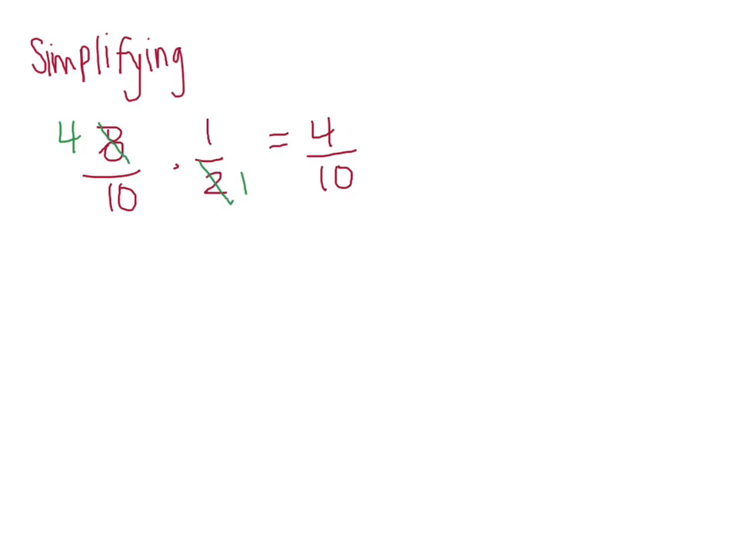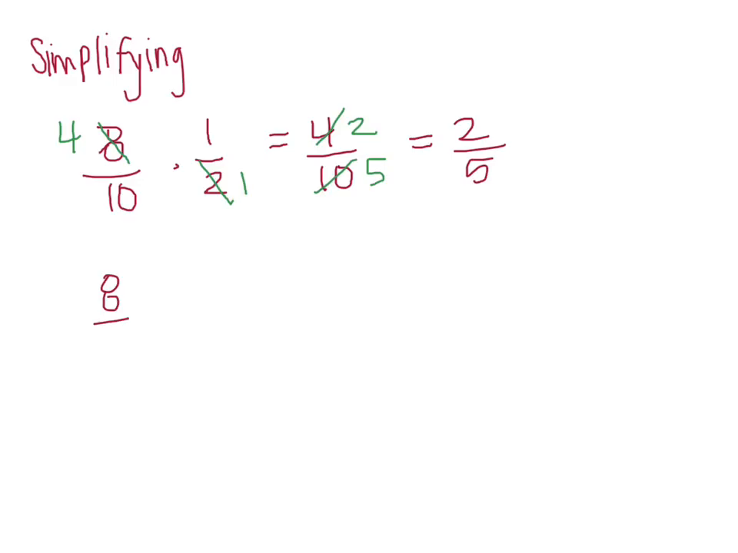Always ask yourself, can I go further? Well, right now I look at this and I see, yes, I can go further, because 4 and 10 can also still be divided by 2. 4 divided by 2 leaves me with 2. 10 divided by 2 leaves me with a 5. So what I have left over, my simplest answer is 2/5.